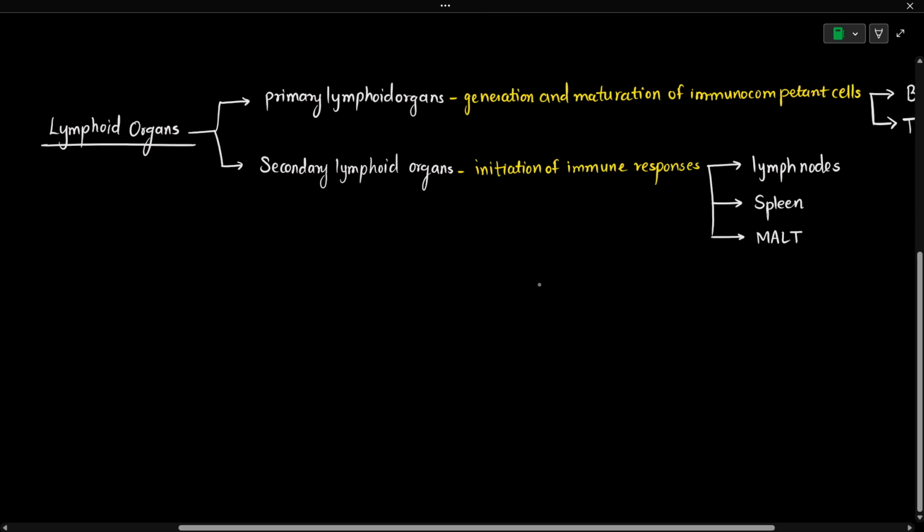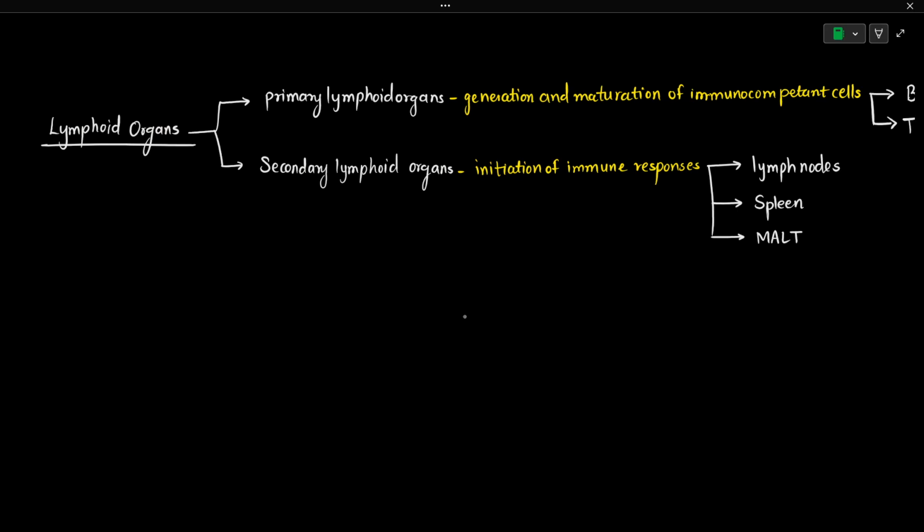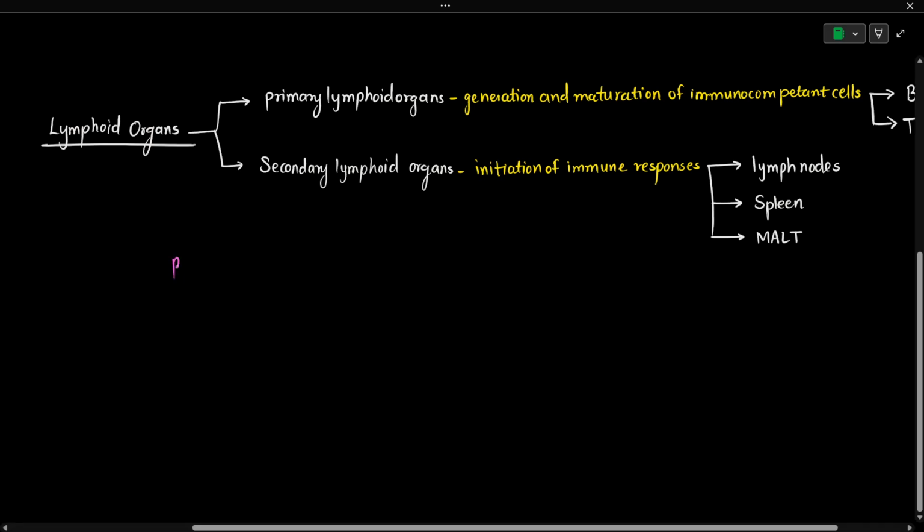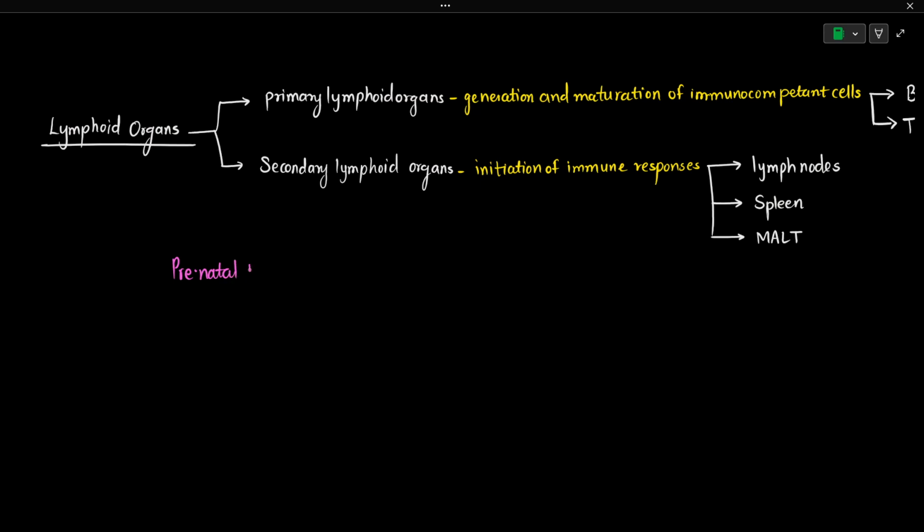the adult mammals. Whereas in mammals before birth, the generation of immune cells is the job of different organs at different developmental stages. And those lymphoid organs which are going to give rise to the immune cells before birth are referred to as prenatal lymphoid organs.